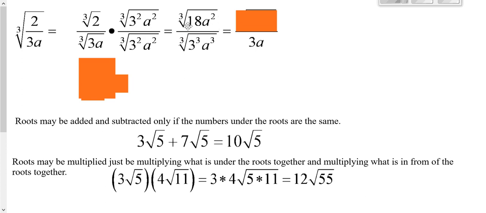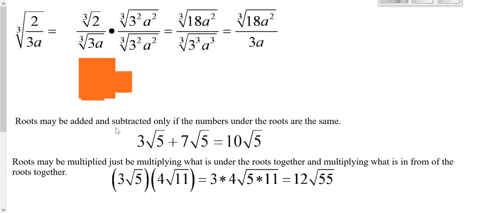Now, the only thing that gives us 18 is a 2 and a 3 squared, which we had here. Neither one of them are perfect cubes, so we know that that 18 is not going to simplify. And the exponent on our a is smaller than our index in front, so we know that that's not going to simplify.